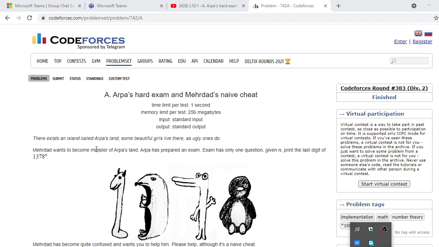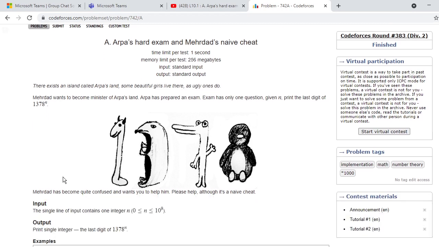It is as simple as that. You will be given n and you have to calculate the last digit of 1378 to the power n. So how do we calculate the last digit of any number? We simply take the modulo with 10 of that number, that gives the last digit. So for calculating that, we have to calculate 1378 to the power n.